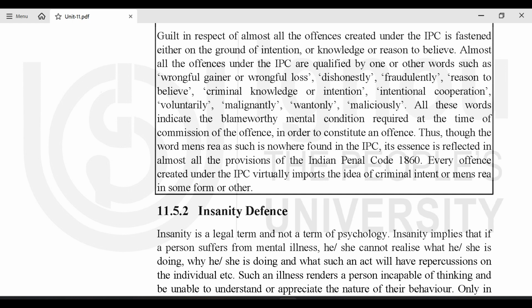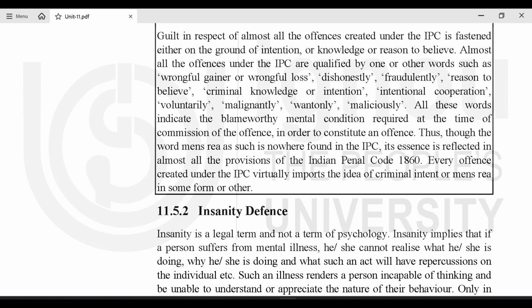All these words indicate the blameworthy mental condition required at the time of commission of the offence, in order to constitute an offence. Thus, though the word mens rea as such is nowhere found in the IPC, its essence is reflected in almost all the provisions of the Indian Penal Code 1860. Every offence created under the IPC virtually imports the idea of criminal intent or mens rea in some form or other.